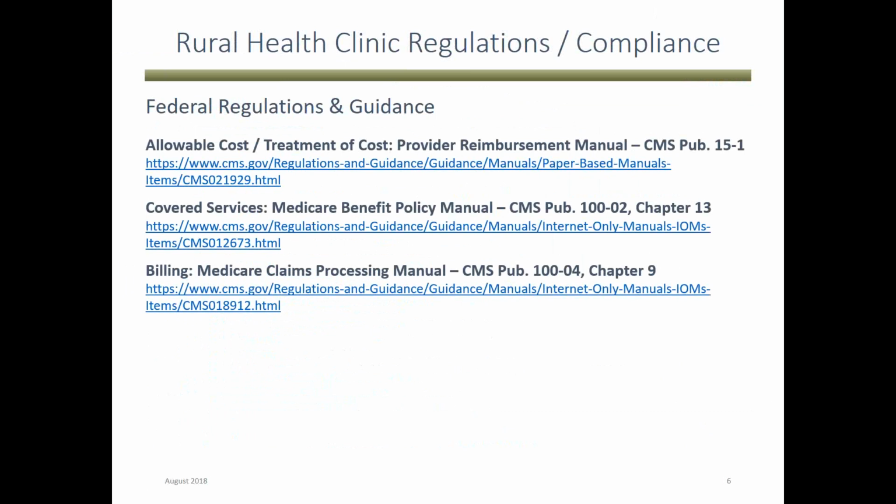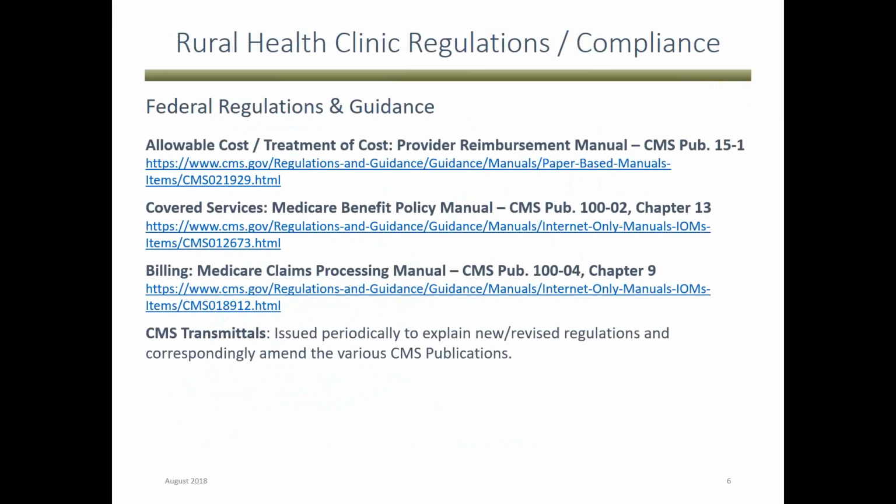The third is billing. And billing, we look to the Medicare Claims Processing Manual. That's CMS Publication 100-04, Chapter 9. And while one may be compliant in terms of the covered services and all of the other aspects, billing is a key component. It is the essential component to being paid for the services that the clinic is rendering. So understanding and being in compliance with the Medicare Claims Processing Manual with respect to RHCs is a very, very critical aspect of operations.